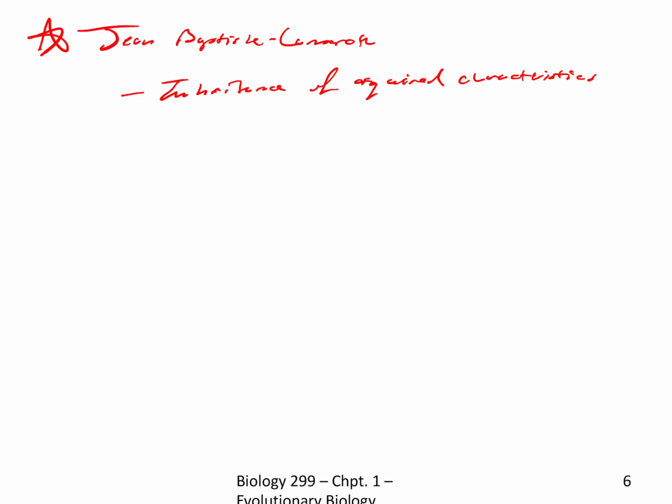And so that longer neck represents an acquired characteristic. Then that giraffe goes and reproduces and has offspring. And as adults, those offspring also have longer necks as a result of that. So Lamarck is saying that the giraffe acquired a longer neck as an adult through use, right, exercise, and then passed on that longer neck to its offspring.